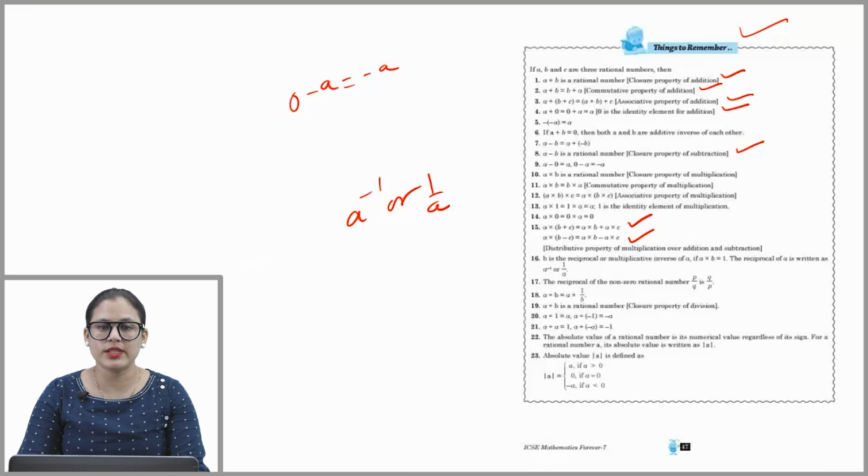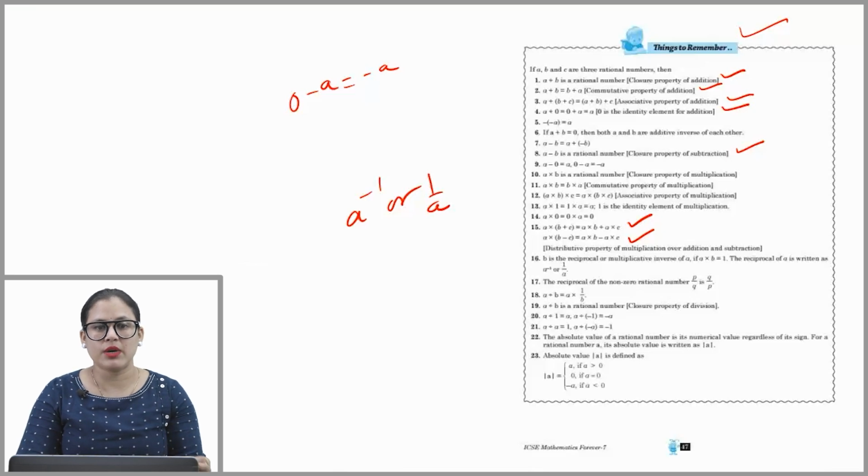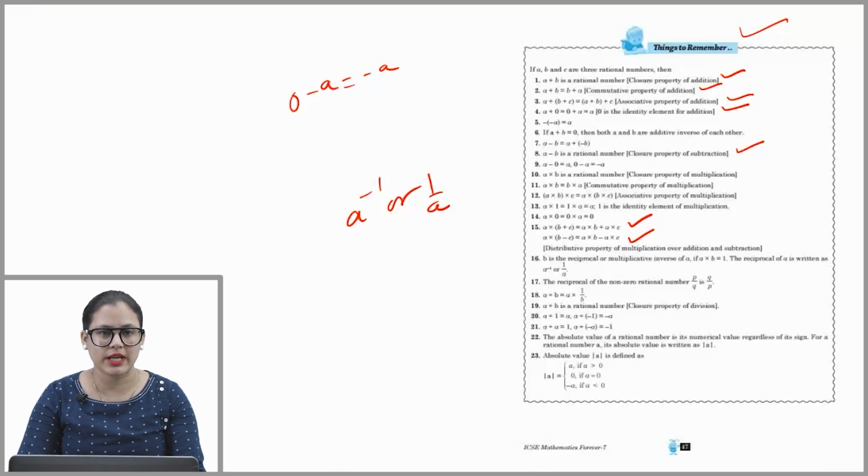17, the reciprocal of the non-zero rational number p by q is q by p. 18, a divided by b is equal to a into 1 by b. 19, a divided by b is a rational number. This is the closure property of division. 20, a divided by 1 is equal to a, and a divided by minus 1 is equal to minus a. 21, a divided by a is 1, a divided by minus a is equal to minus 1.